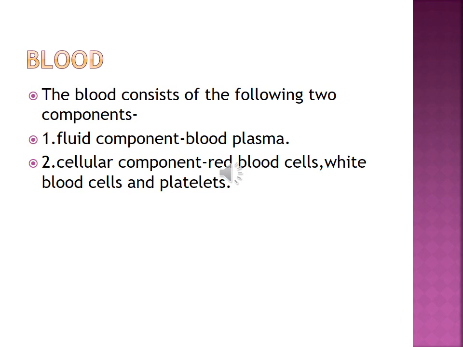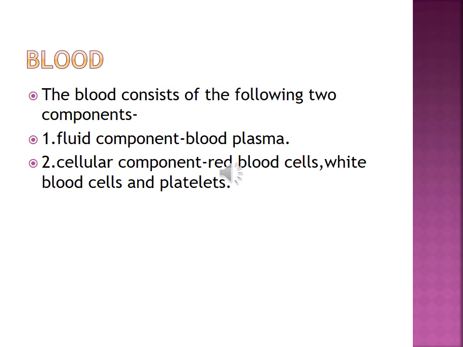Blood consists of two components. One is fluid and the second is solid. Fluid means blood plasma, and the solid or cellular component includes red blood cells, which are known as erythrocytes, white blood cells, leukocytes, and platelets or thrombocytes. Cellular means related to the cell.